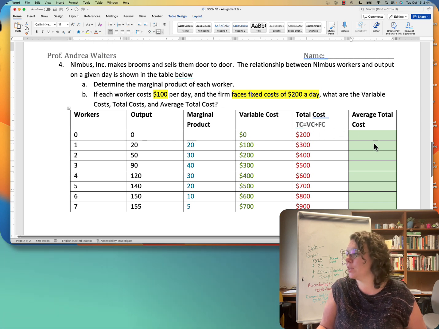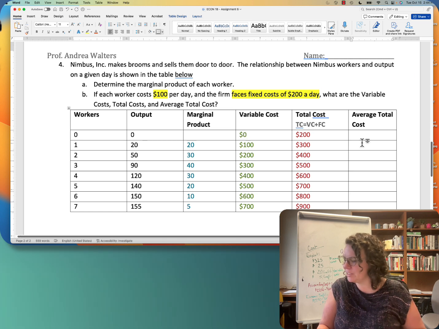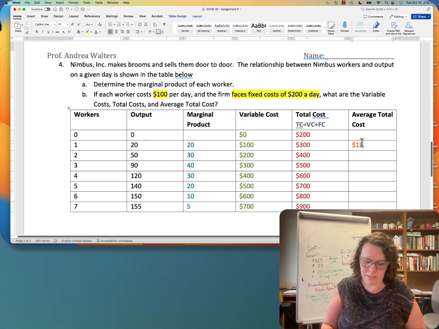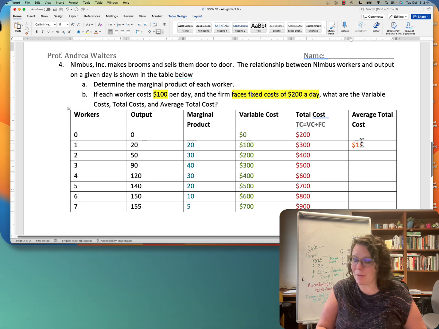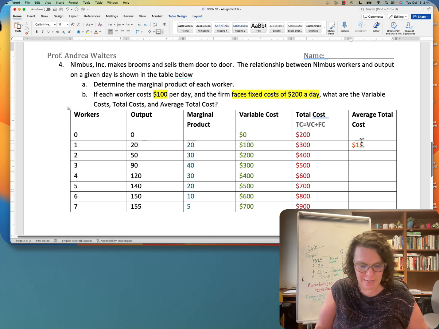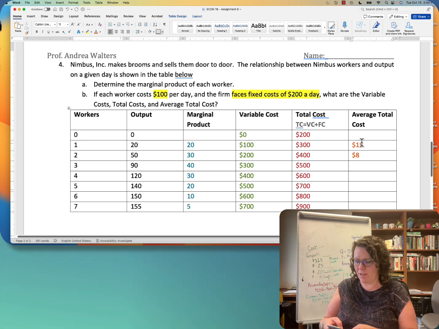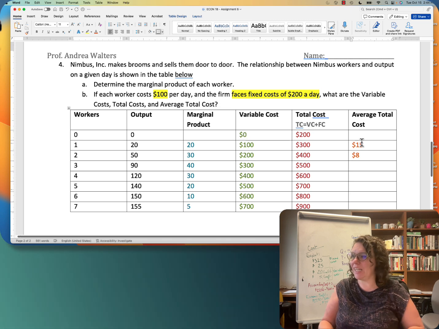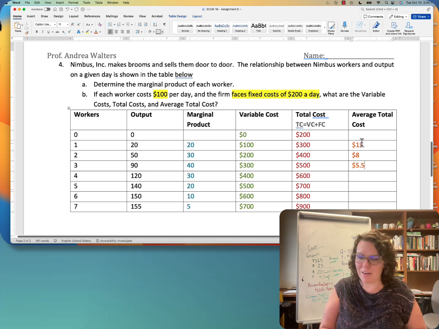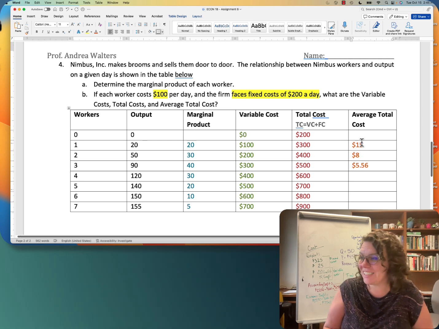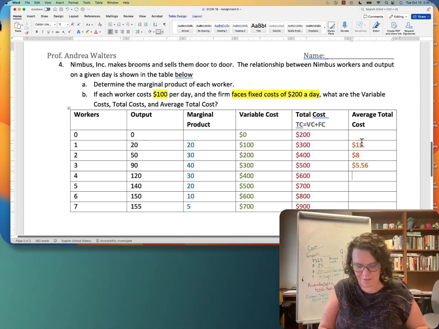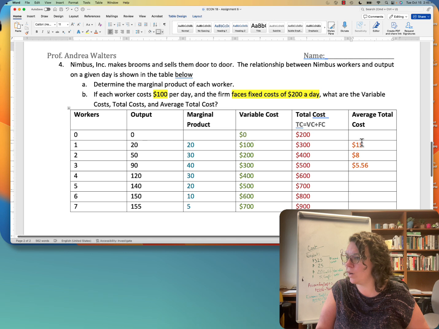Let's do it this way. It's very important to pick the right color. So 300 divided by 20 is going to be $15. 400 divided by 50 is going to be $8. Then I have, let's see, $500 in total costs divided by an output of 90. That gives me $5.55 or 56 cents. Then I have $600 divided by a quantity of 120. That's going to give me an average total cost of $5.